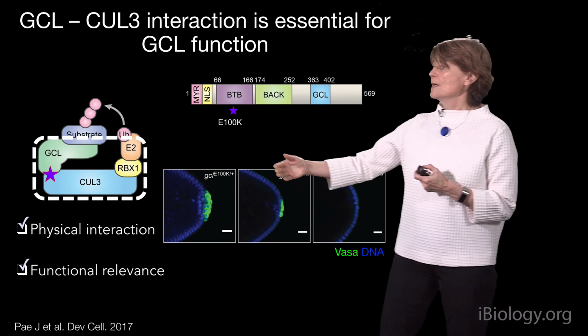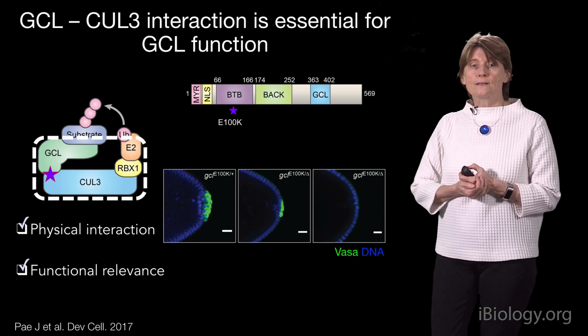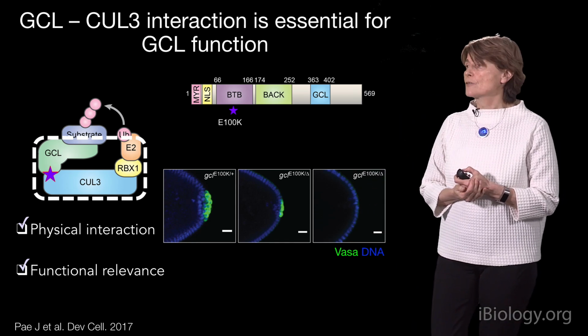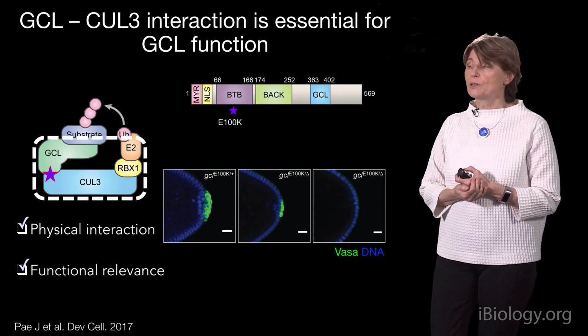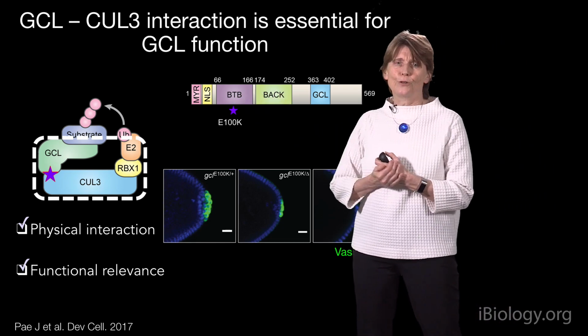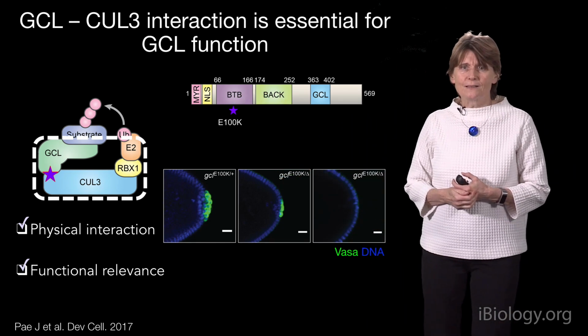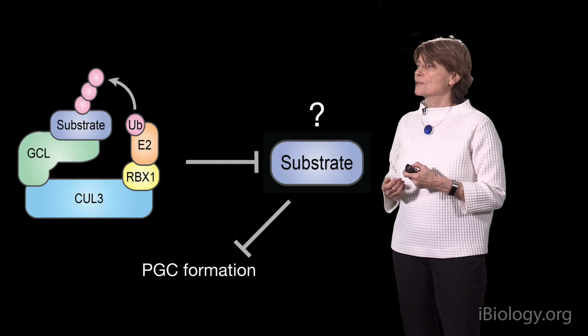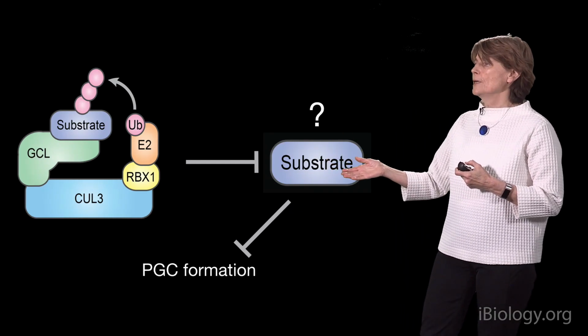So this suggests that germ cell-less is indeed adapting to Cullin 3. So that was a really important first step. But of course, what we really wanted to know was how germ cell-less does it. And so, getting to the substrate: what is the substrate?